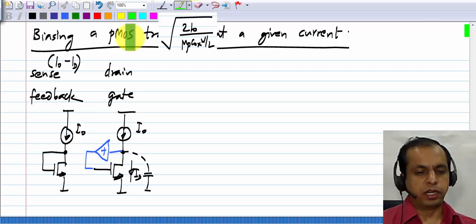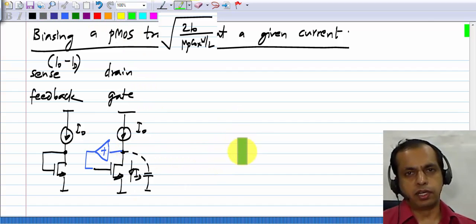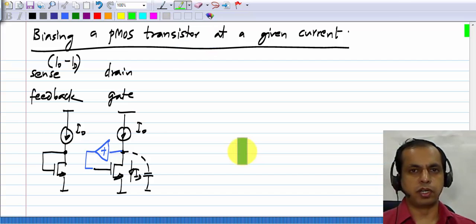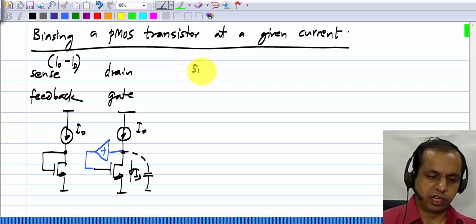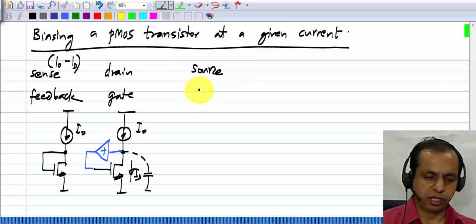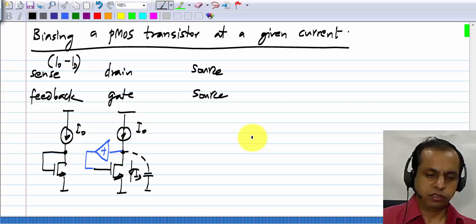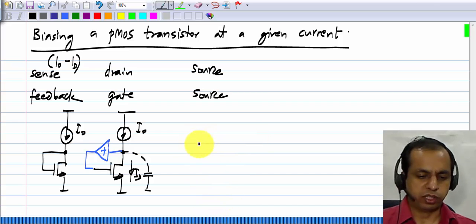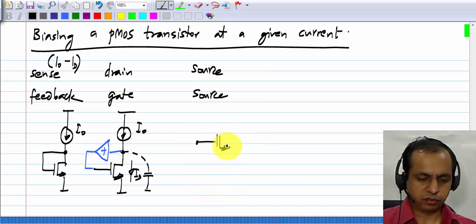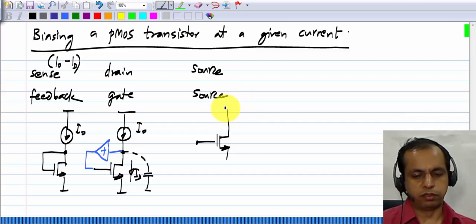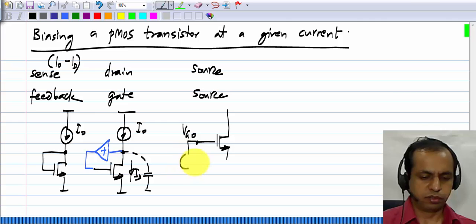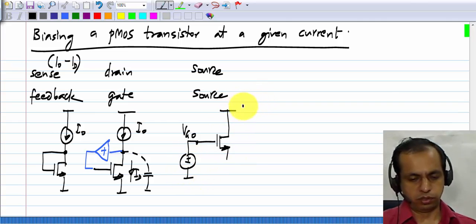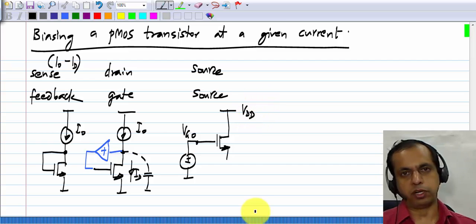Now, because we have already discussed these things in detail with NMOS, I'll go a little quickly through the PMOS alternatives. The second one was to sense at the source terminal and feed back to the source terminal. What did we do in the NMOS case? Because we are feeding back to the source, the gate terminal was tied to some fixed voltage VG0 and the drain was not used, so it was connected to the upper rail VDD.